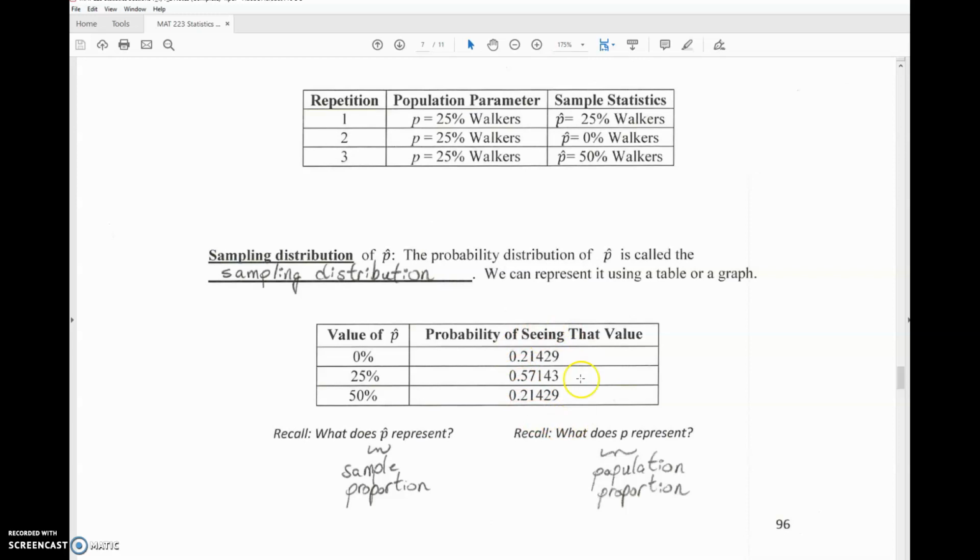You don't need to worry about how I computed these probabilities. That's from section 6.3, which we didn't cover, so don't worry about that. Now remember, p hat represents the sample proportion, and p represents the population proportion.